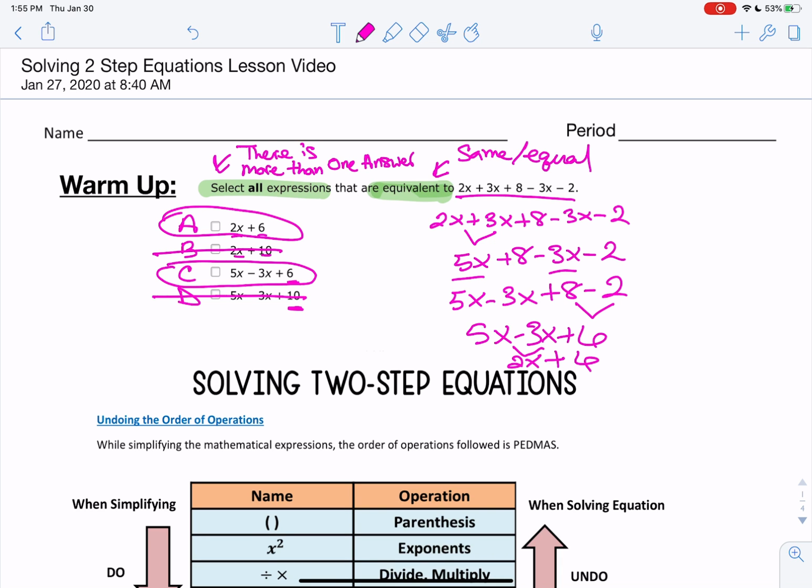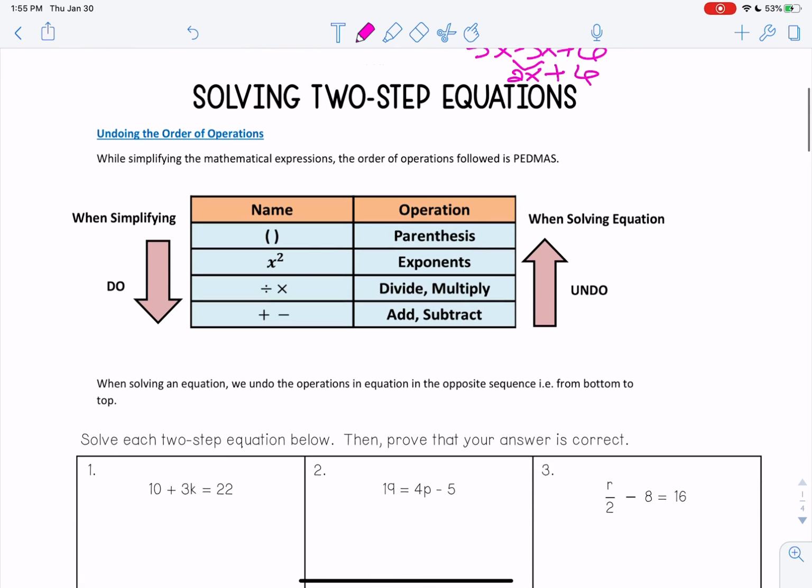Okay. Now, moving on to today's assignment, solving two-step equations. So when you're solving two-step equations, what we're actually doing is undoing the order of operations. While simplifying mathematical expressions, the order of operations follows PEMDAS. So we learned in class that order of operations is first parentheses, then exponent, then divide or multiply depending on what happens first, and then add and subtract depending on what happens first.